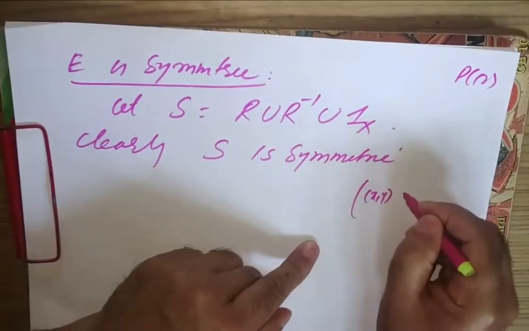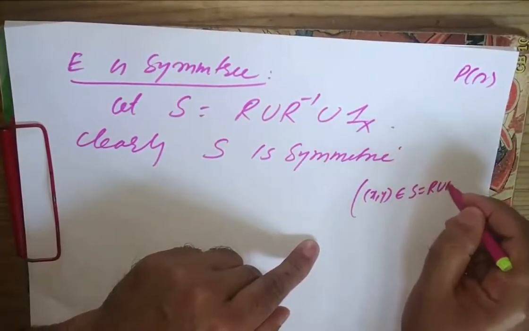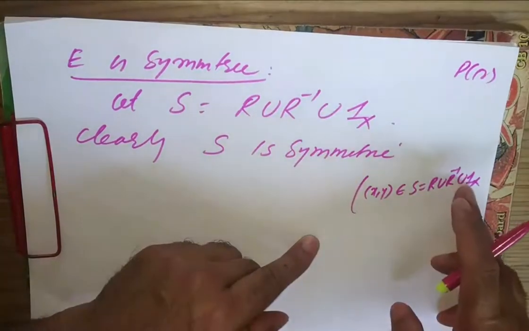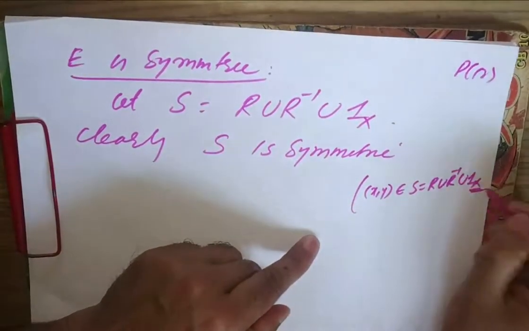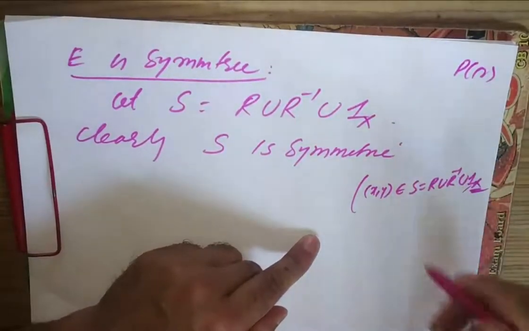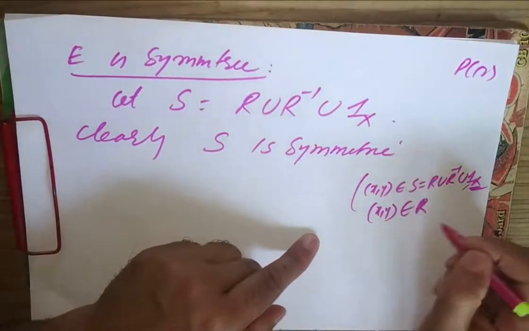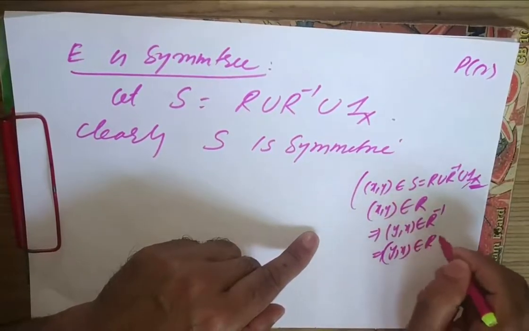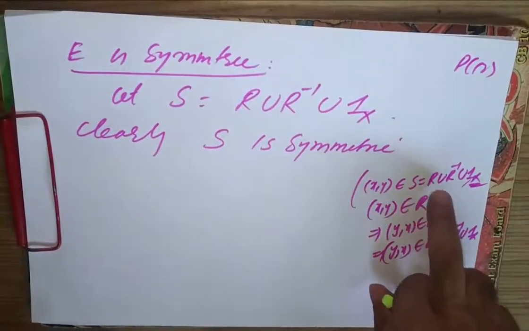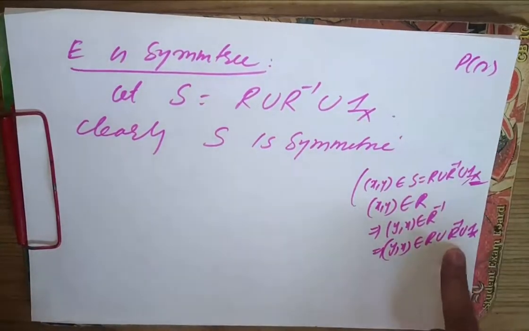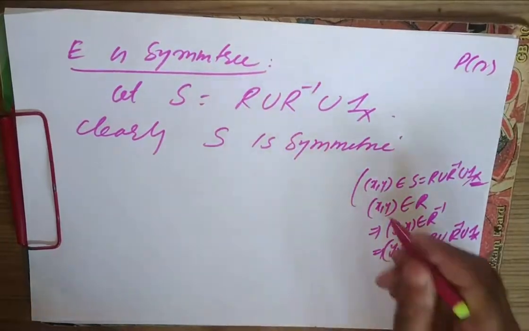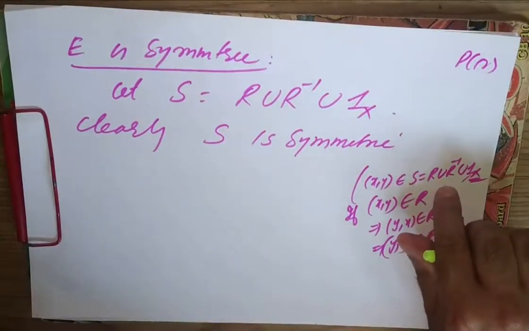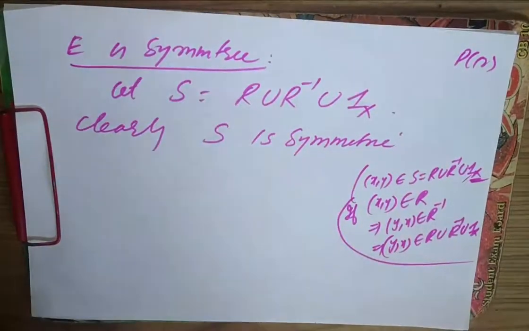Let me explain it here. Let's take an ordered pair xy in S. In case xy belongs to IX, then x is equal to y because it is the identity relation, so yx also is in IX, which means yx belongs to S in that case. Now suppose xy belongs to R. This means yx belongs to R inverse, so yx belongs to R union R inverse union IX. Second, if xy belongs to R inverse, then yx belongs to R, so again yx belongs to R union R inverse union IX. So that relation is symmetric. S is symmetric. This is trivial.